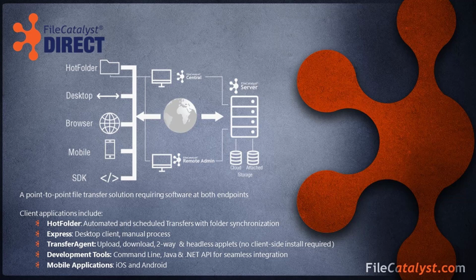So what do we have here? We have a hot folder for automated tasks, for folder synchronization, for scheduling tasks. So the hot folder can wake up at 1 a.m., check for new file sets, and push them to your FileCatalyst server. Or vice versa, it could be waking up at 3 a.m., checking for new files here and pulling them down. And then you can control all the other aspects of the transfer, like how much bandwidth, what file sets, filtering, all that stuff. I'll get into that during my demo.